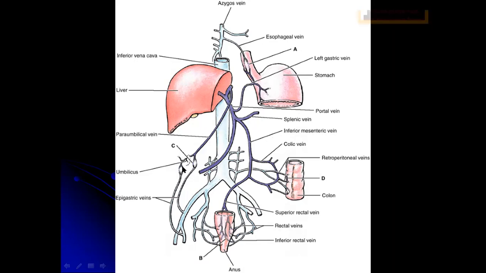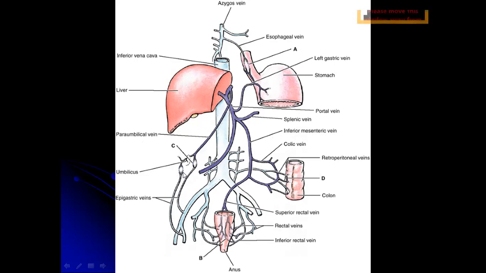Now C is shown here, which is the umbilicus. Around the umbilicus we find the paraumbilical vein, which is a tributary draining into the left lobe of the liver. It has an anastomotic network with the epigastric veins, which actually drain into the inferior vena cava. So the paraumbilical veins and the epigastric veins form a network of veins at the umbilicus.